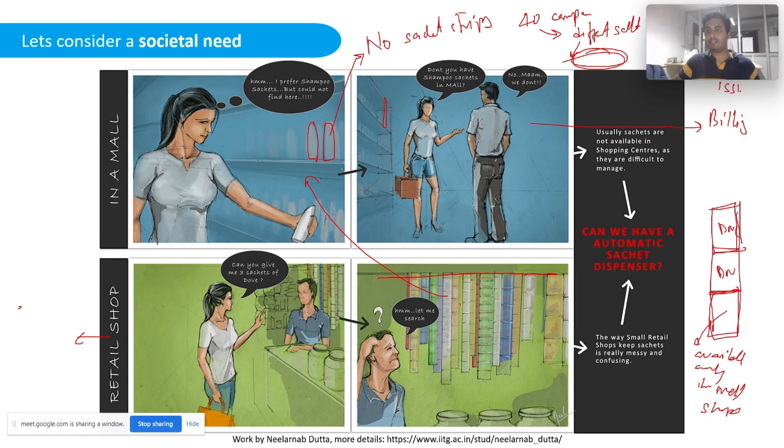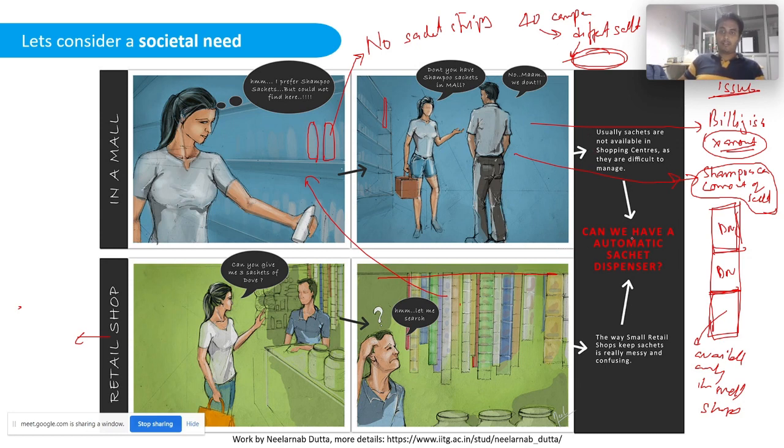So I will just try to write down the issues. You have a billing issue, because people can take any number of sachets, so you have to count them individually. And there are chances of tearing, and shampoo can come out of the sachet. So it's not a very hygienic business to be adopted in a mall scenario. So that was the problem.